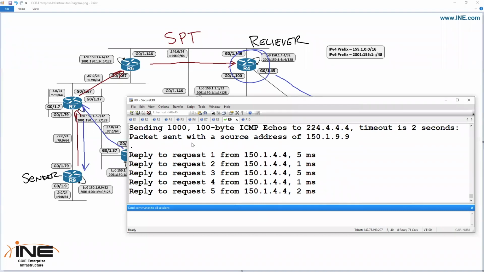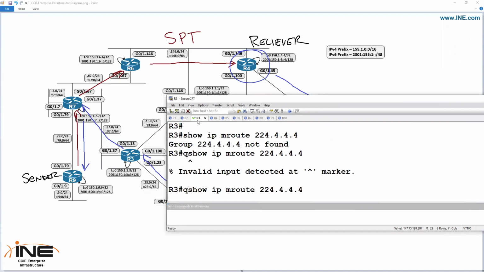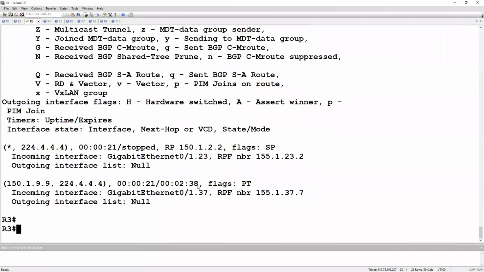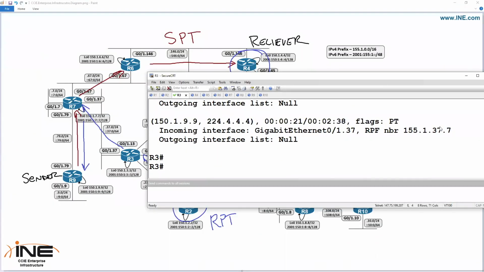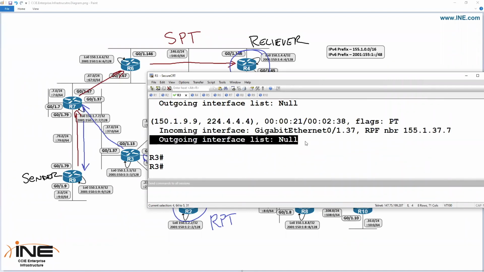And we now look at the show ip mroute 224.4.4.4. Router 3 should now know about this because it was in the shortest path tree from the rendezvous point back to the sender. Okay, it says to go to router 7 in order to receive the traffic. But notice the outgoing interface list is null. Okay, the reason why is that this portion of the tree has been pruned because it's not the shortest path tree.